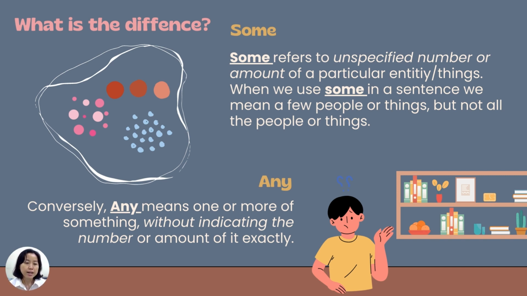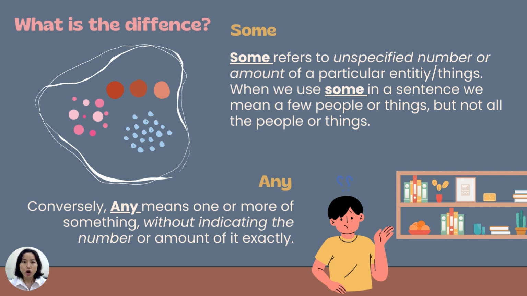For example, I'm looking at some blue dots. We're not talking about all the dots, but only the blue ones. So, from all of the dots, we're only talking about some dots, and they are in the blue color. We don't count how many blue dots there are, so we just use some to say there are some dots in blue color.